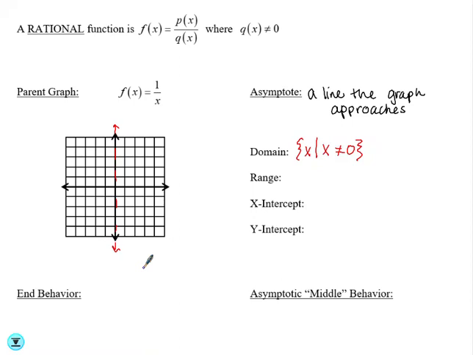Rational functions also generally have a horizontal asymptote. We'll look at those rules in a minute. For this function, the horizontal asymptote is y equals 0. And for this function, our range will be y such that y does not equal 0.